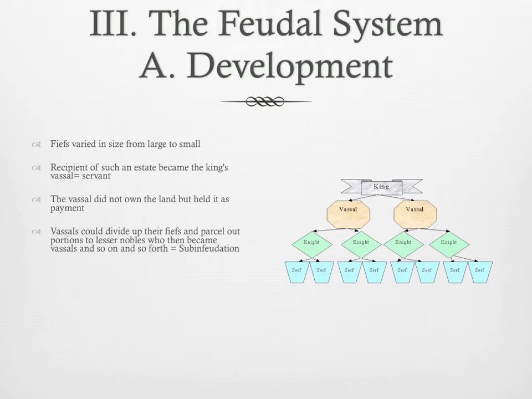So here on this little chart, you can see the king at the top, and he's made these two guys vassals, and they have a bunch of land, so they have their lords. And then they have knights, and then those knights would further divide up the land, and then they would have serfs working that land.